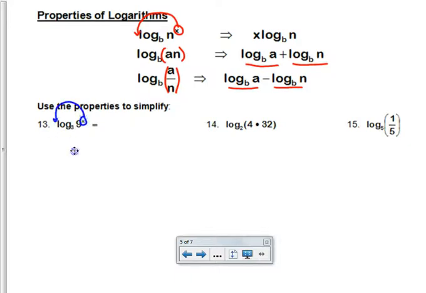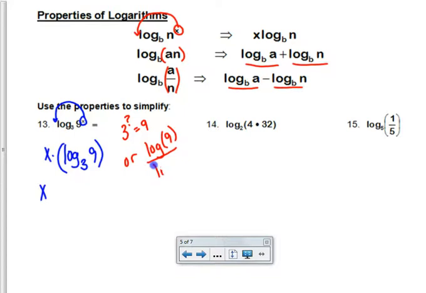So if we're going to expand number 13, I see it's the power property. So this x is going to come down in front, and I have x times the log base 3 of 9. Now, the log base 3 of 9 is actually some number. I always taught my kids to think of it as 3 to some mystery power equals 9. Or you could remember the change of base formula, which says you could do the common log of whatever the number is divided by the common log of the base. So a thinker or a calculating problem, I don't care. The answer is a 2 for that, so it's really x times 2. So this simplifies down to a 2x.